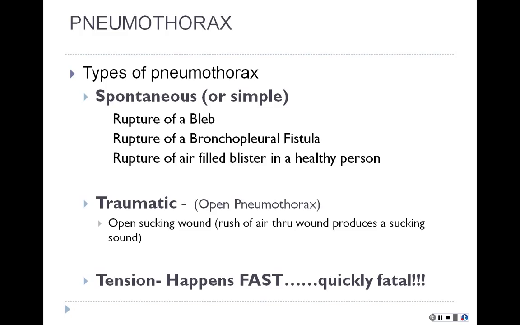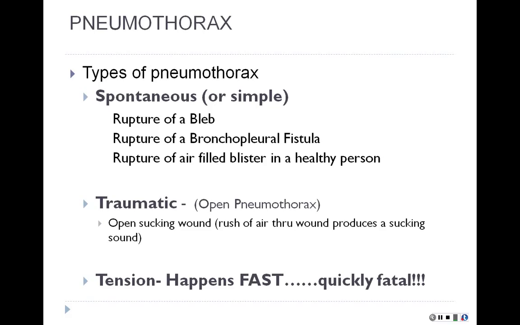And you may have taken care of patients with a pneumothorax. You'll be seeing those in the critical care units, possibly where you'll be working, if you haven't already seen them. Different types of pneumothorax: it can be spontaneous, traumatic, and tension. These are all very scary for the patient.